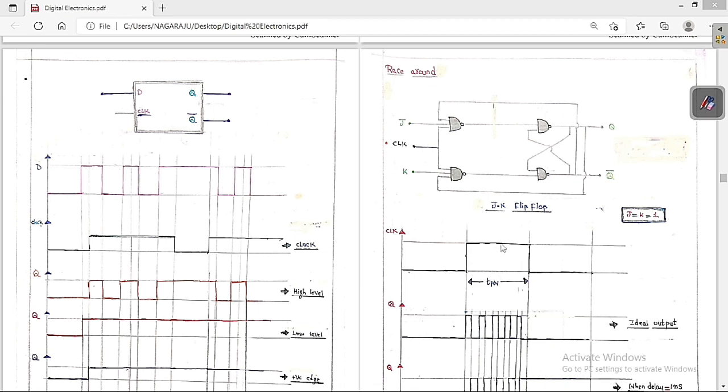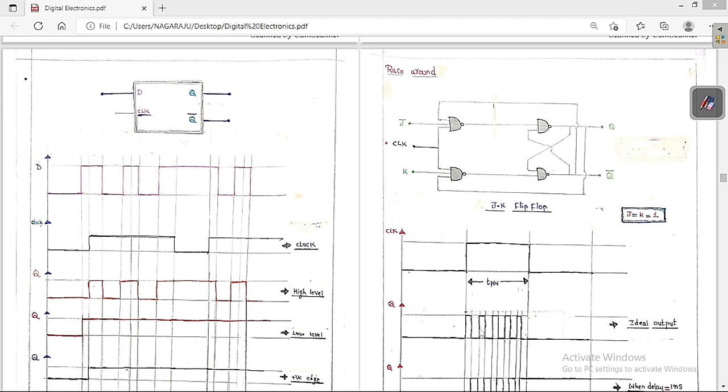But whenever the clock is equal to 1 and J is equal to K is equal to 1, I already told you the system is in the turbulent condition. Turbulent means race around condition, means you can see clearly the Q is changing very fast from high to low, low to high, high to low, low to high. You can see clearly it is changing very fast.